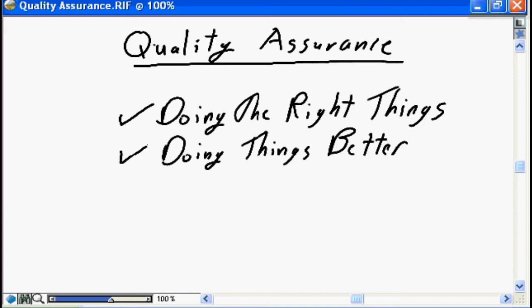So doing the right things. Doing the right things is all about ensuring that the activities defined in your project plan, that the activities defined in your quality management plan are adhered to by all team members for the project. If the project plan says participate in walkthrough, if the quality management plan says at minimum 5 team members need to participate in each walkthrough, quality assurance ensures that A, the walkthroughs take place as defined in the plan, and B, that the right number of team members participate in the walkthrough.